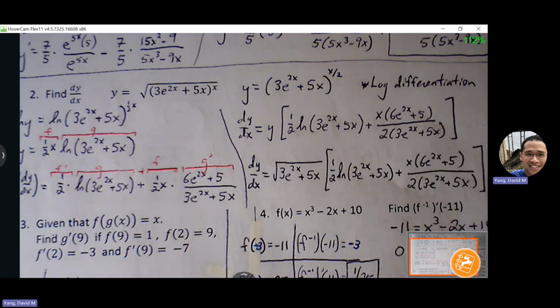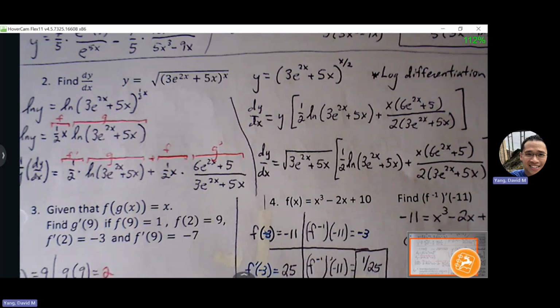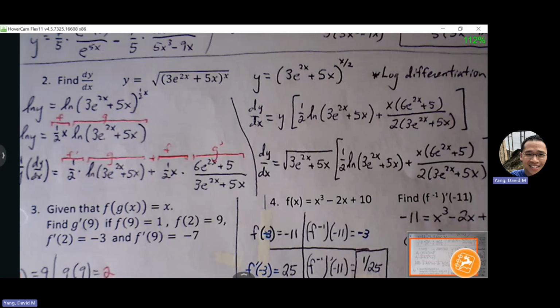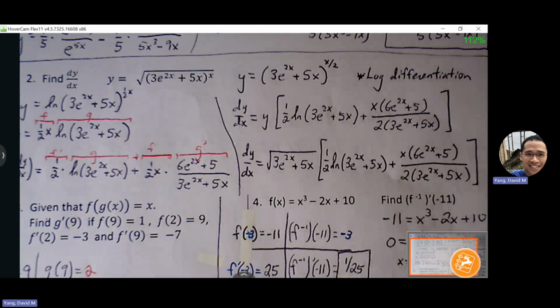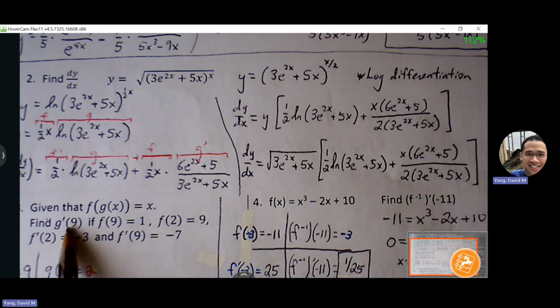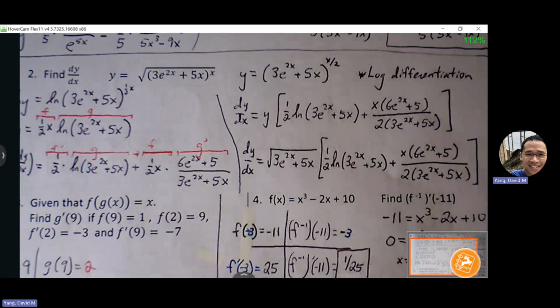Okay, moving on to number 3. We have an inverse function. With inverse functions, we know that the x and y ordered pairs between the function and its inverse will be flip-flopped. So if you know 9 is the x value of your g function, then you know 9 must be the y value of your f function.